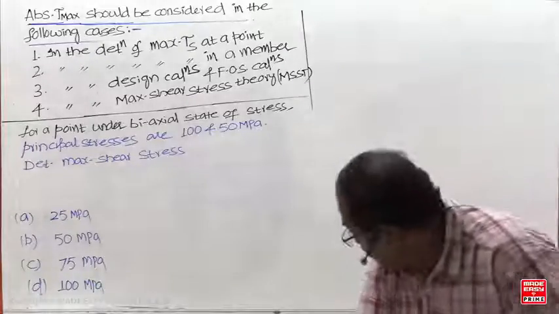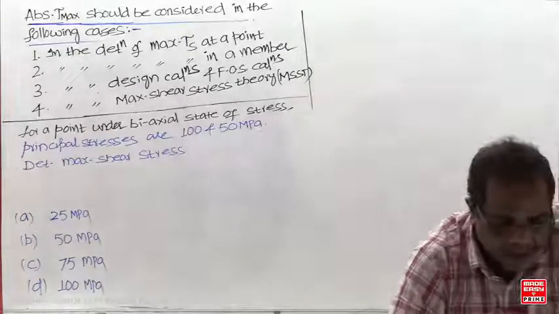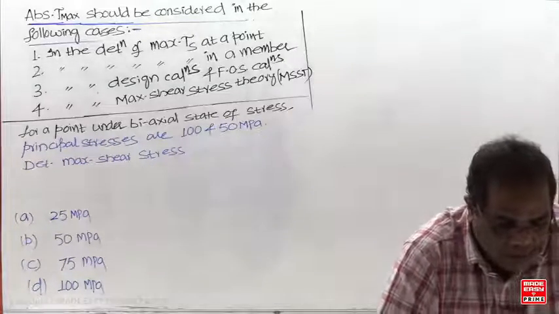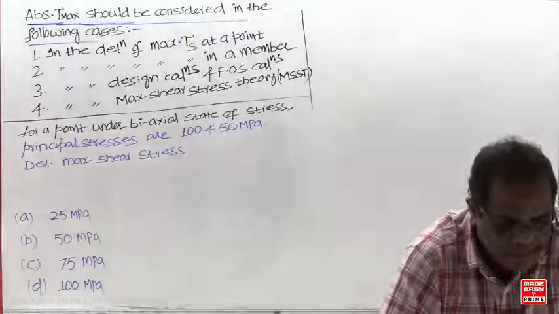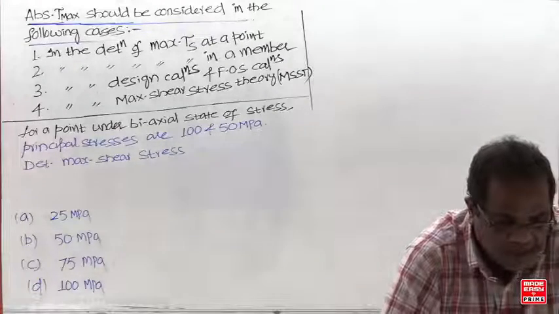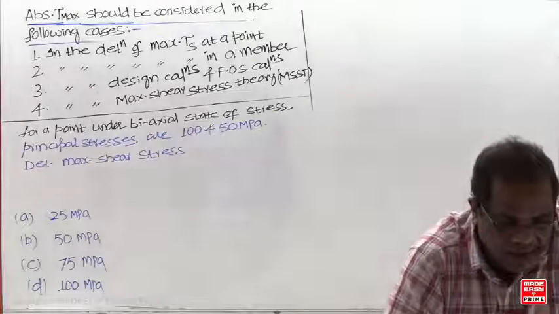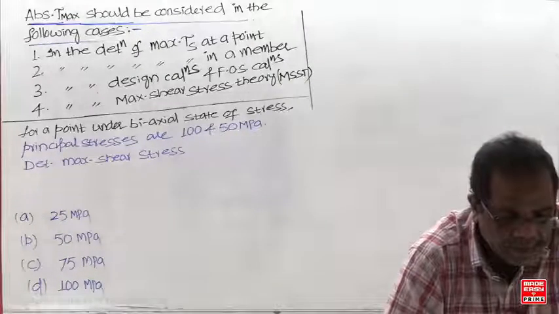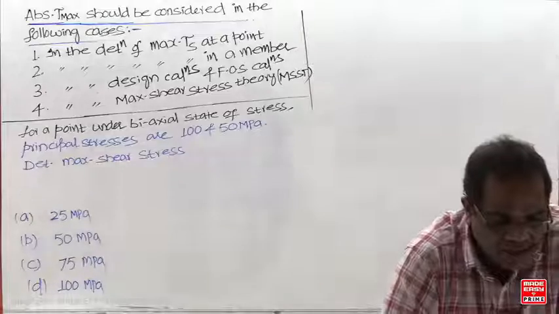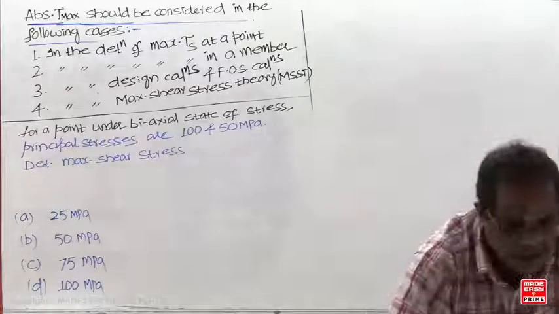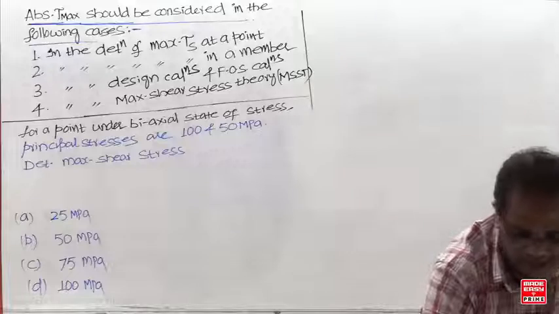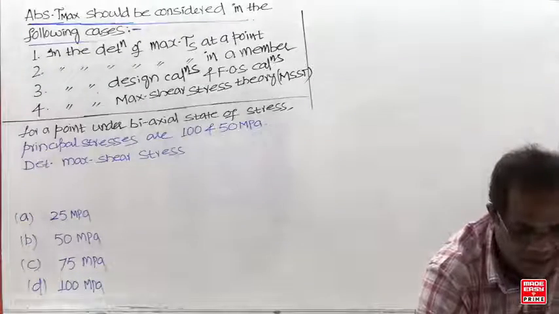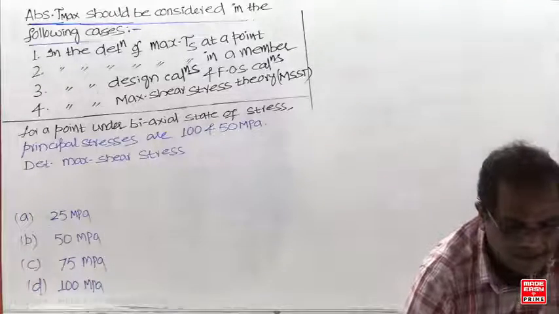Rupesh Kumar, answer is B, 50. Any other answers? I'm waiting for the options and answers now. Mr. Rupesh has given option B. Somnath Mandal 25, Chinmay. Pritham Jyoti, Satyendra Kumar, C. How are you getting C, my dear friend Satyendra Kumar? You are the only one who got the answer 75.